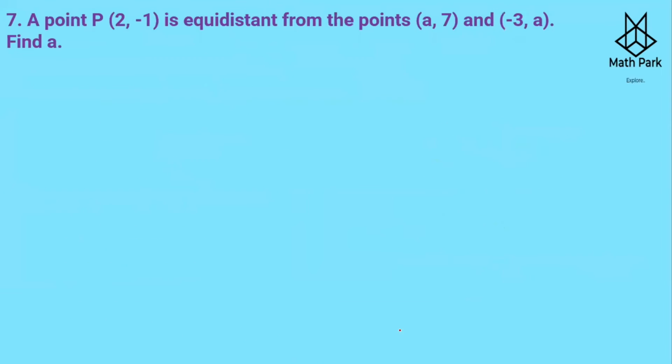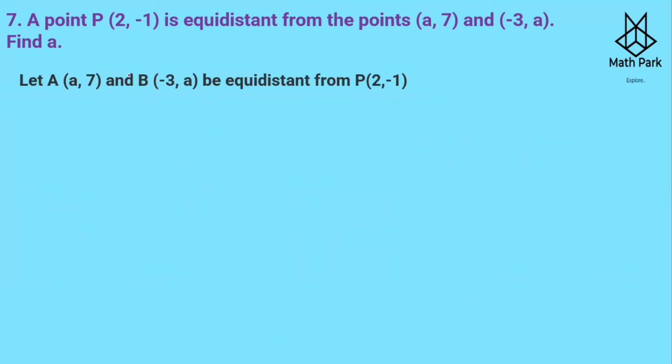Okay. Question number 7. A point P (2, minus 1) is equidistant from points A (7, 3a) and B (minus 3, a). Find a. So let us take this as your point A and this is your point B. So A (7, 3a) and B (minus 3, a) be equidistant from point P (2, minus 1). So equidistant means at equal distance. So you get AP is equal to BP or PA is equal to PB.